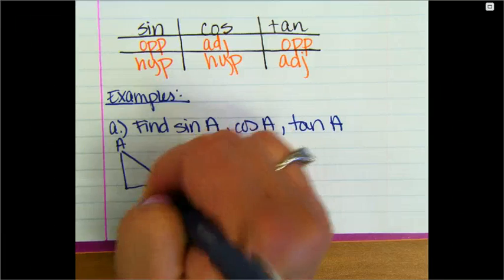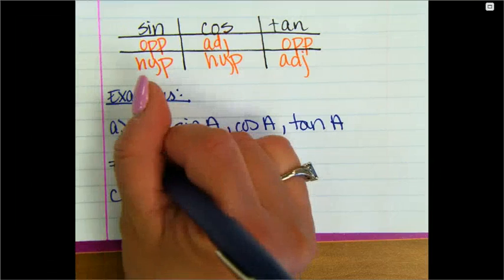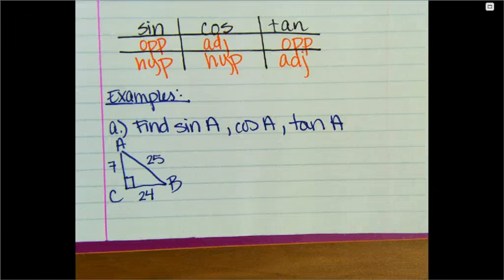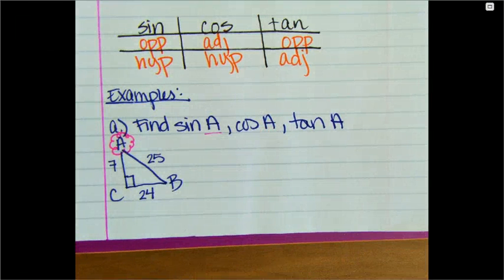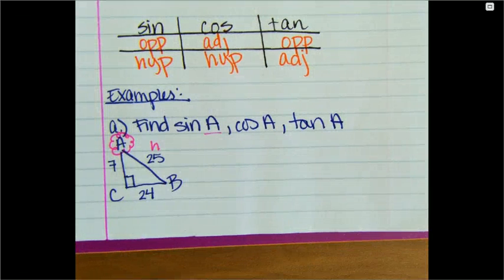Still triangle ABC. There's our right angle. We have a side over here of 7. This side over here is 25, and this side over here is 24. What angle am I using? Angle A. So which angle should I circle? Angle A. What I want you to do right now is I need you to label each side. So let's label the first one, the obvious one first. Which is the obvious one? Hypotenuse. So let's label the hypotenuse. Which number is that? 7, 24, or 25? 25. We can go ahead and label it with just an H, because that stands for hypotenuse, right?